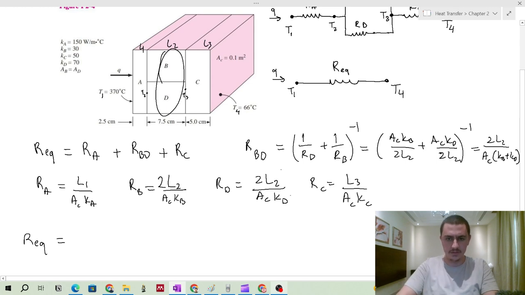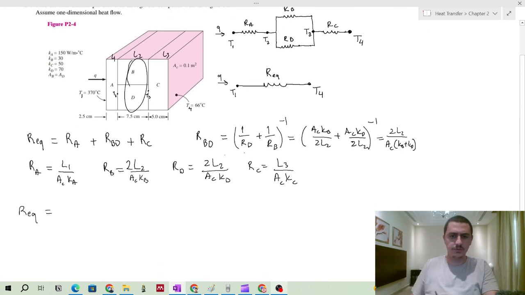Let me just zoom out. Here, I want to see if I have AC for all components. RBD has 1 over AC, right? Here 1 over AC, and here also 1 over RC. So I can say 1 over 0.1 meter squared is a common factor or equivalent. Then I put the other things, okay?